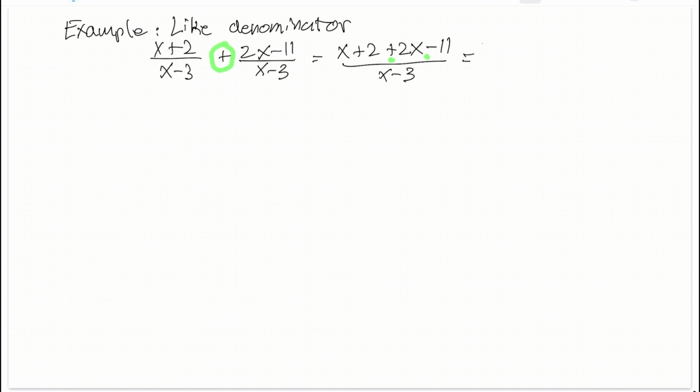Now, what we want to do is add like terms together. So we get 3x minus 9 over x minus 3. Now let's reduce this to lowest terms. We see we can factor out a 3, so it's 3 times x minus 3 over x minus 3. And since that cancels with that, it just breaks down to 3. So the answer, by adding those two together, just turns out to be 3. Let's do another example.